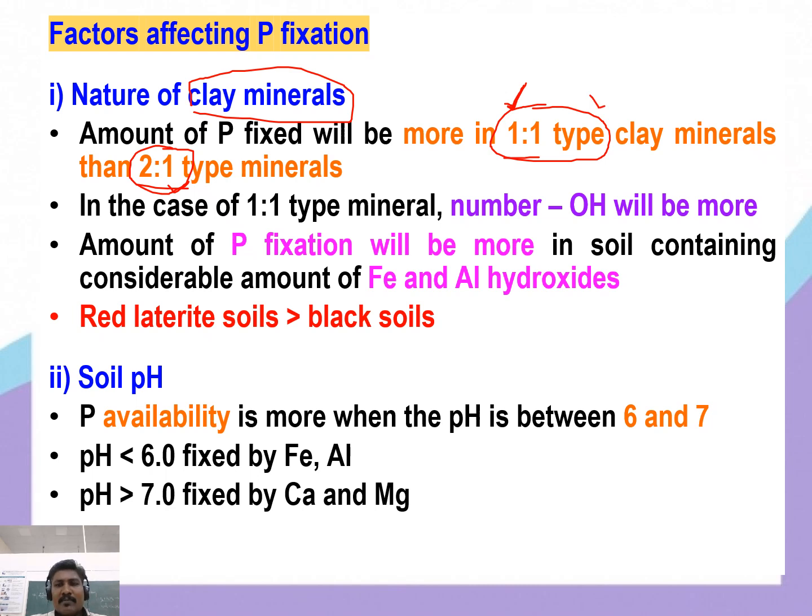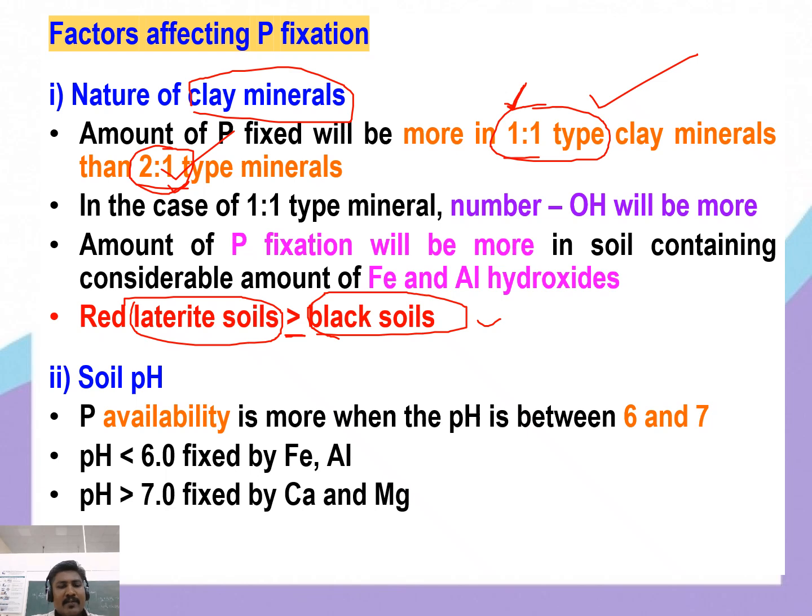An example of the 1:1 type of mineral is laterite soil. In laterite soil, 1:1 type clay minerals are dominant, so the phosphorus fixation is very high in laterite soil. Whereas 2:1 type clay minerals are contained in black soil. The black soil has less phosphorus fixation when compared to laterite soil.